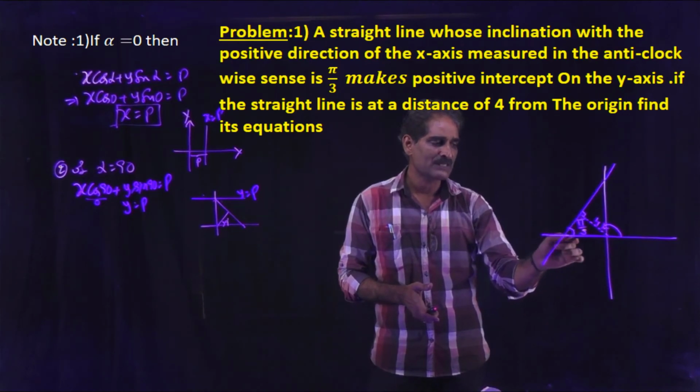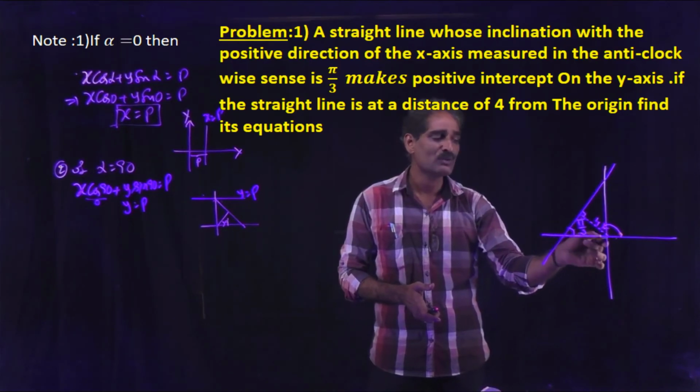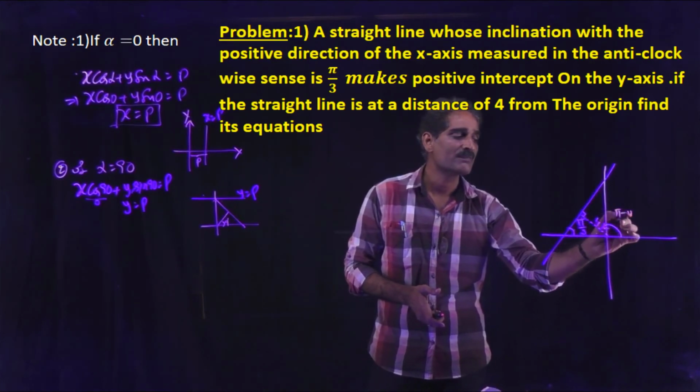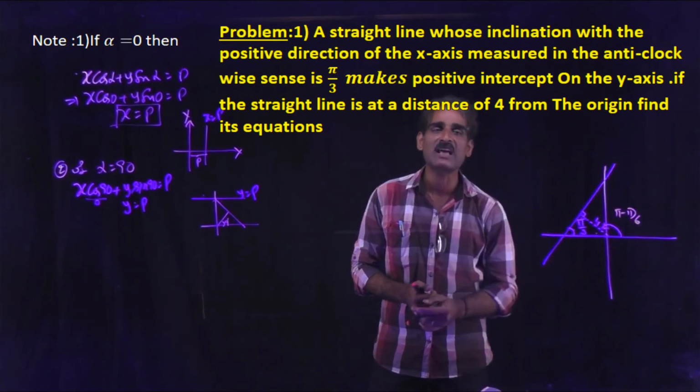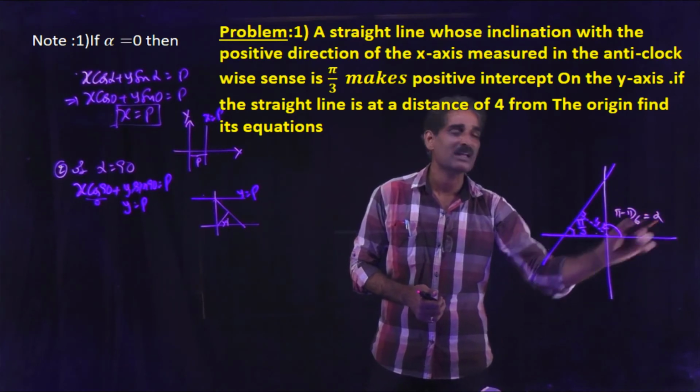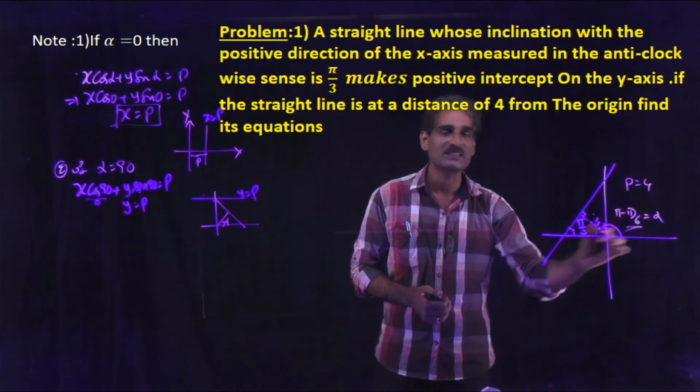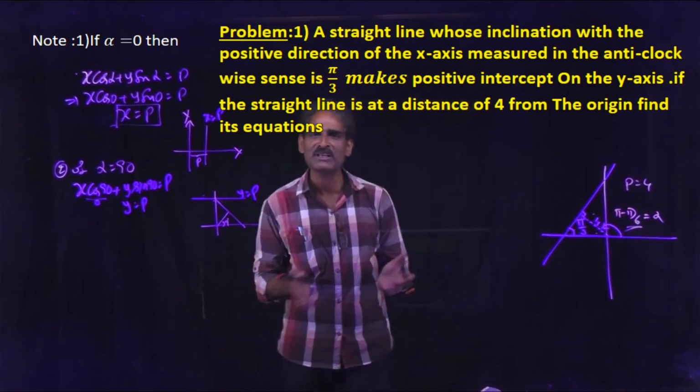This one is the angle made by the normal with the positive direction of the x-axis. 90, pi by 3, pi by 6. What about the remaining angle? Pi minus pi by 6. This is the normal making angle, this is nothing but alpha. This is nothing but p, p is nothing but 4. Alpha is nothing but pi minus pi by 6. Very easy problem.